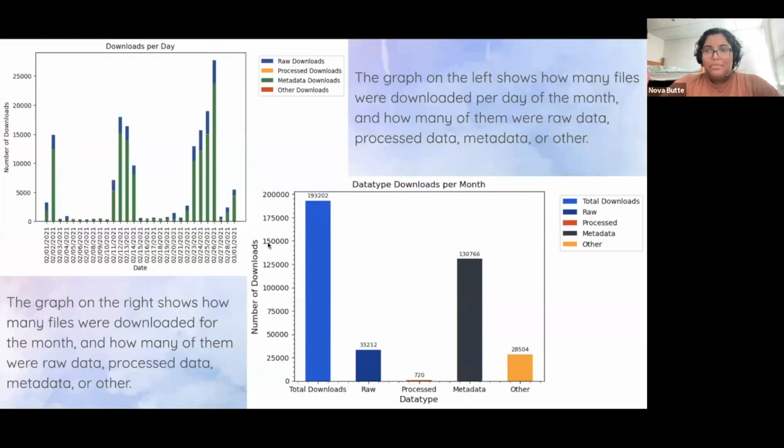After I solved that problem, I made some graphs, and here are the graphs I made. These are the graphs of how many files were downloaded per month. These graphs count the individual files that were downloaded, which were inside the datasets, and they also show the data types of the downloaded files. The top left graph is for each day of the month, and the bottom right is aggregated over the whole month. We also looked at the data types of the files because we were looking at whether or not it was worth it to take the time to clean up the raw datasets to make processed data.